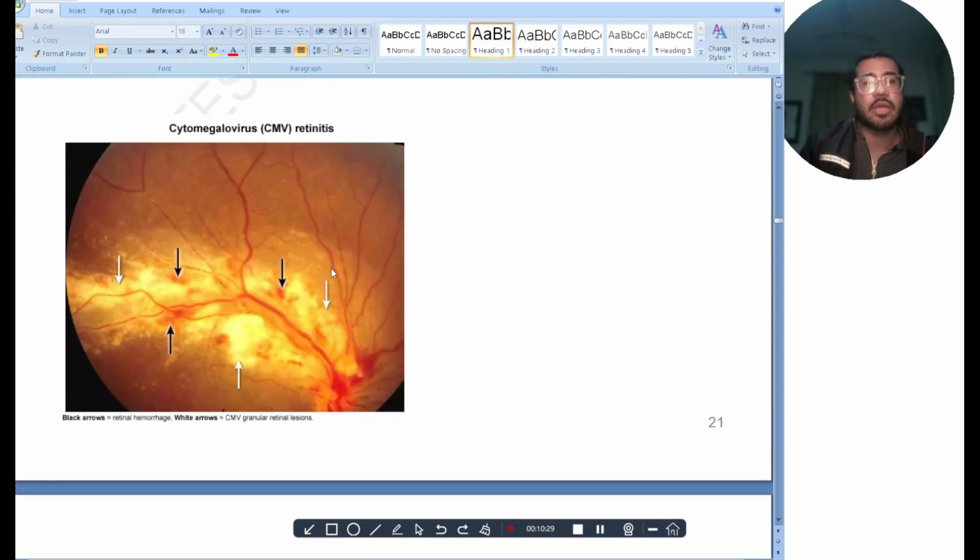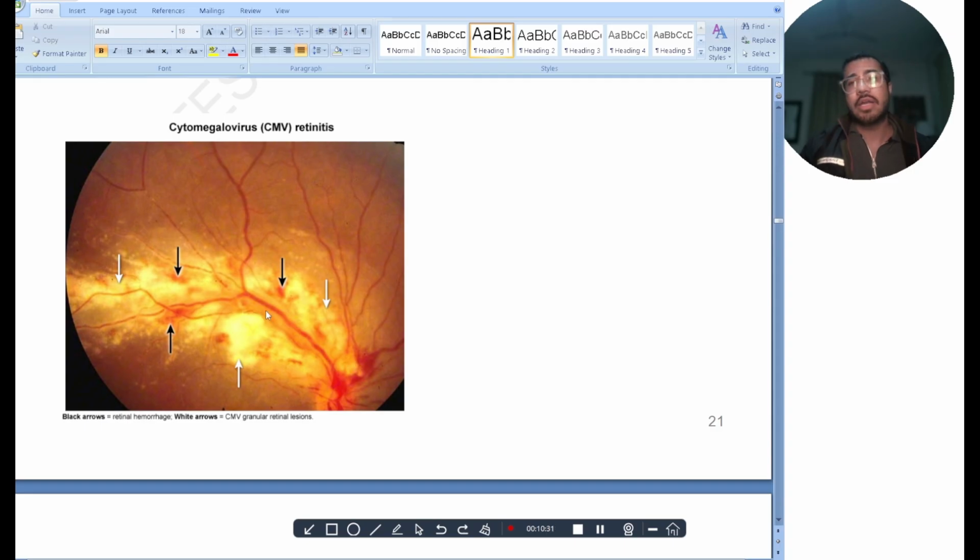Let me show you a diagram. So here it is. You get an AIDS patient, preferably with a low CD4 count of 100, that complains of new onset floaters. You do a fundoscopic examination, and then you see fluffy white lesions, as well as hemorrhagic lesions surrounding the retinal vessels, just following the retinal vessels. Then you know it's CMV retinitis.